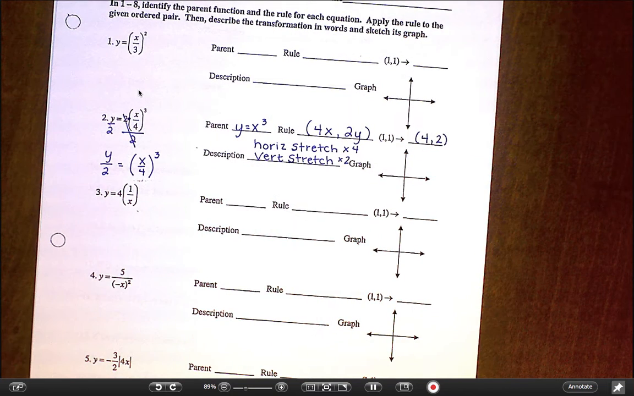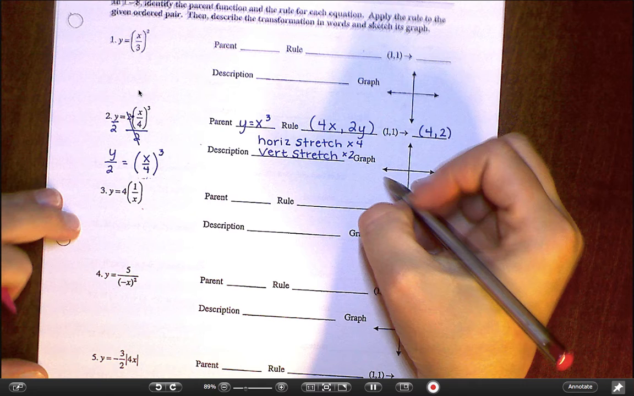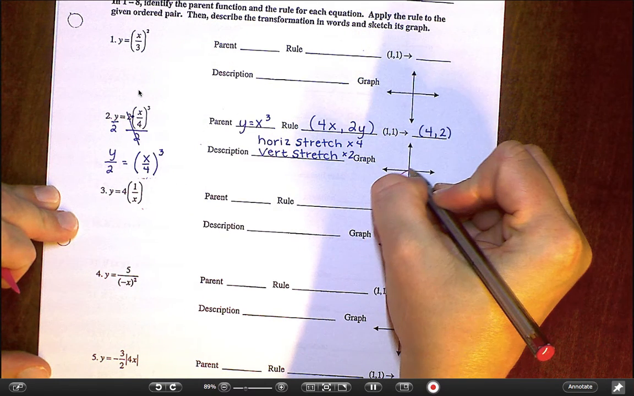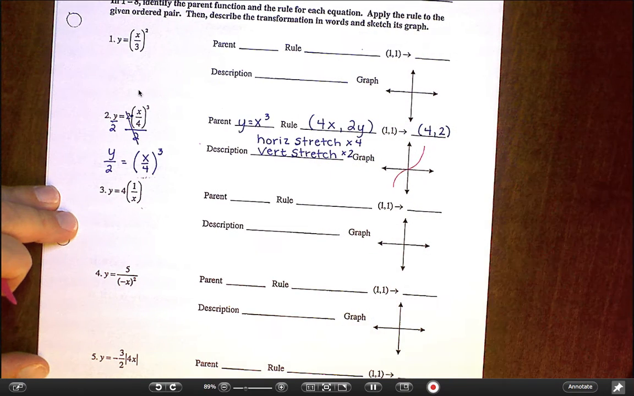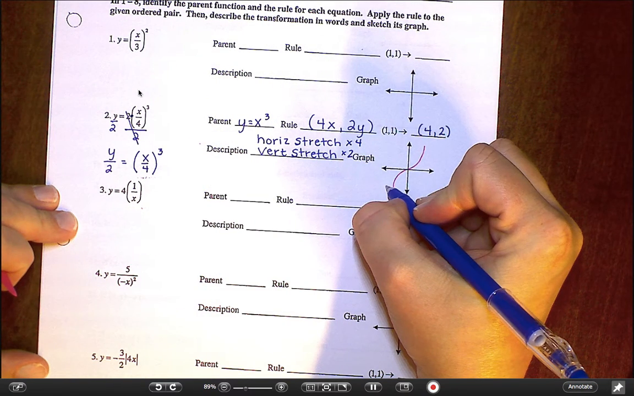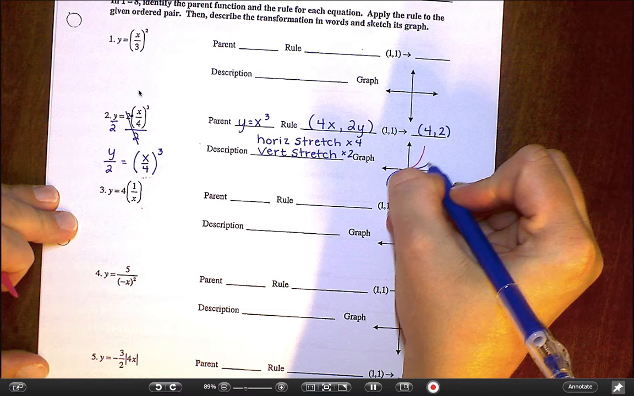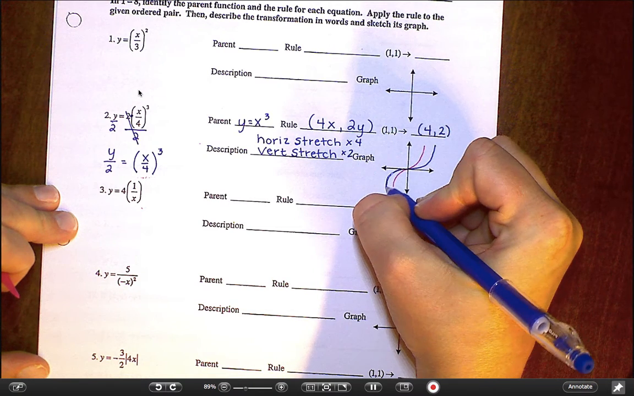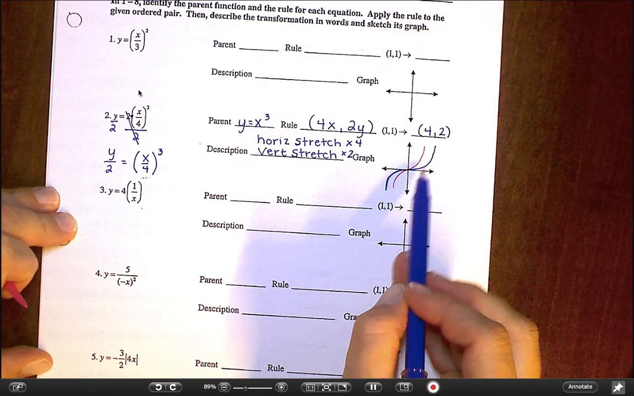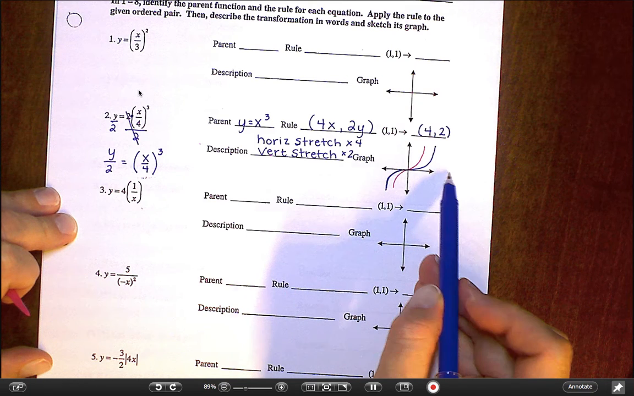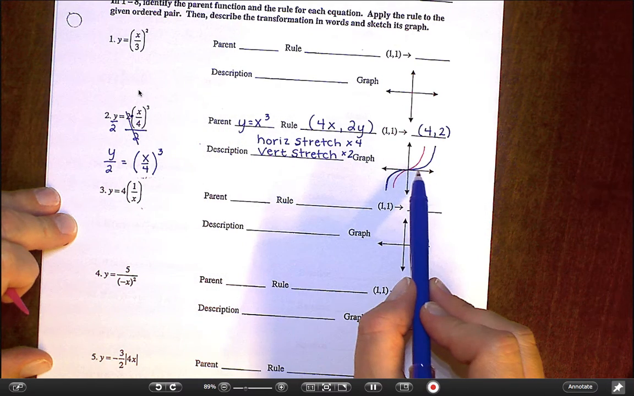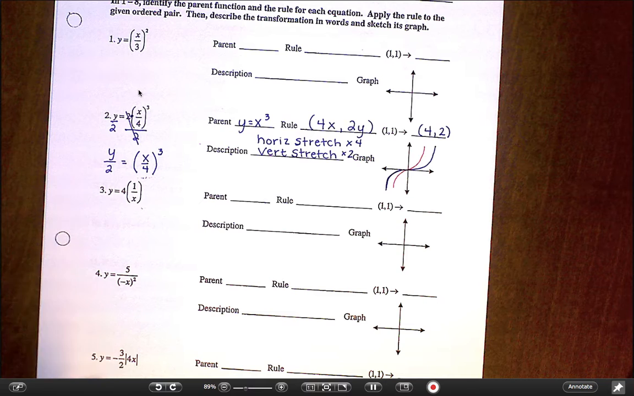So let me do this. Let me sketch kind of what I would consider to be the parent function here. Okay, so this is what a cubic function typically looks like. And so the horizontally stretched one is going to look something more like that. It's going to be pulled out to the sides more. And again, it would be even wider than this, except that the vertical stretch is kind of counteracting the movement there.